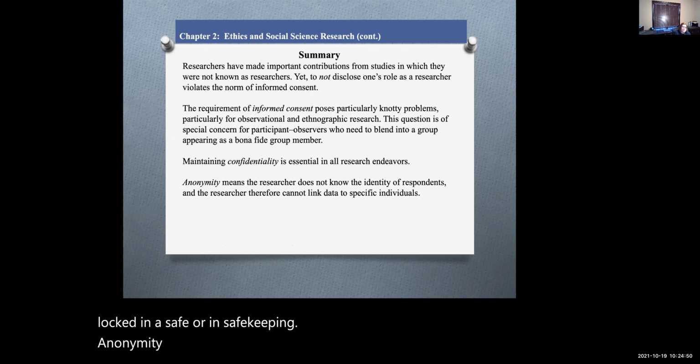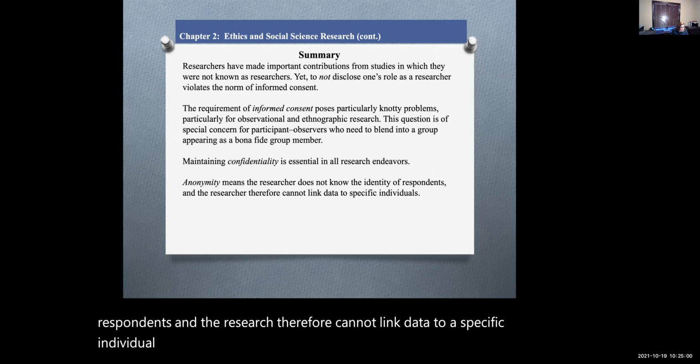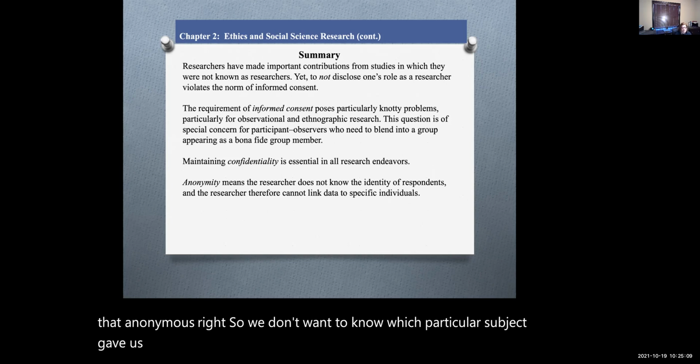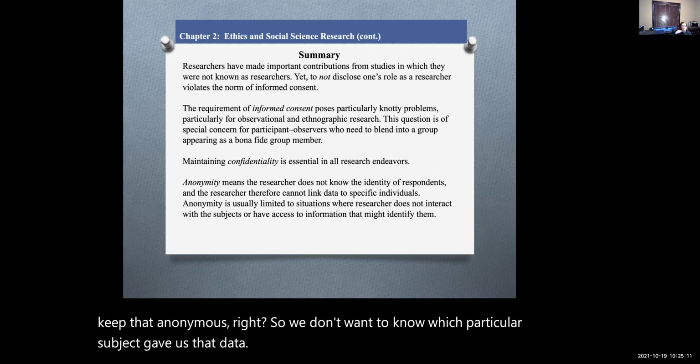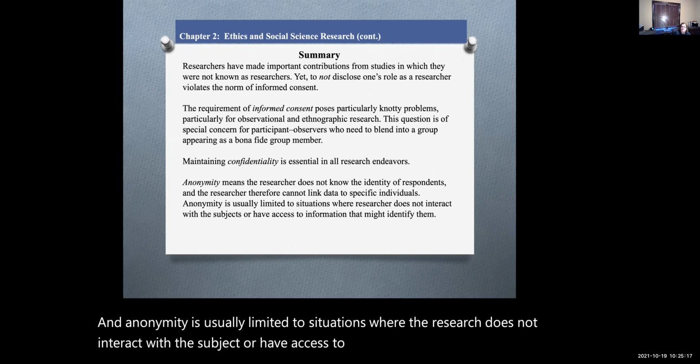Anonymity means that the researcher does not know the identity of respondents, and the researcher therefore cannot link data to a specific individual. Typically, when we are trying to do survey data, we want to keep that anonymous, right? So we don't want to know which particular subject gave us that data. And anonymity is usually limited to situations where the researcher does not interact with the subject or have access to information that might identify them.